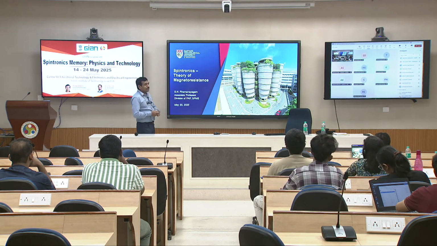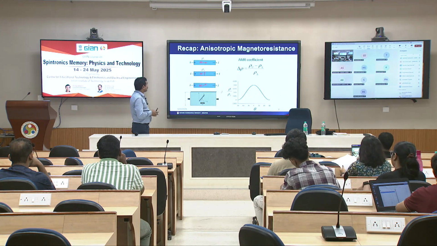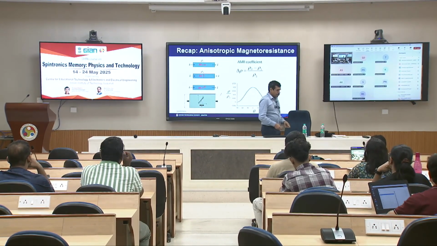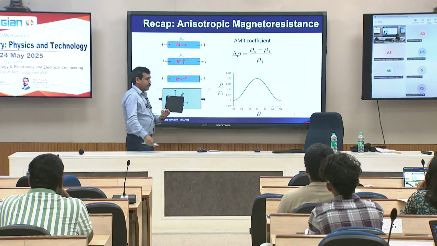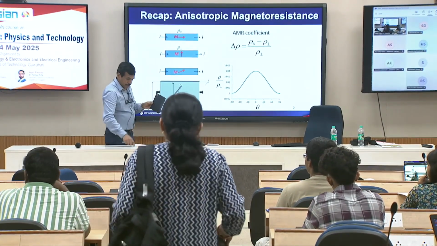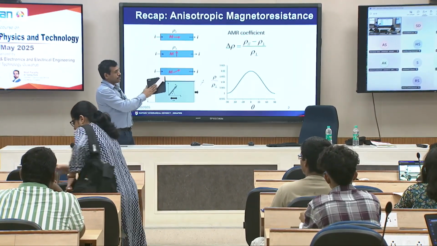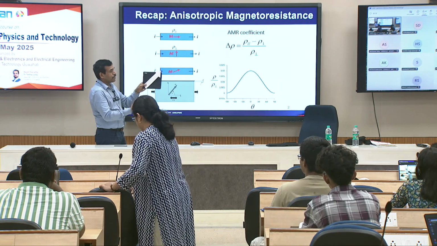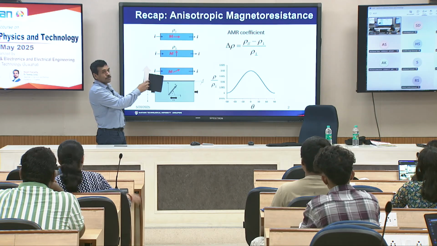Okay, so let us go into the theory of magnetoresistance. Before that we do a recap. We learnt about anisotropic magnetoresistance. You have a device which looks something like this. You send a current through this device, and in the absence of any magnetic field, the magnetization of this device is at 45 degrees, and if there is a magnetic field that comes from the recording media in the upward direction, that field forces the magnetization to go this way.